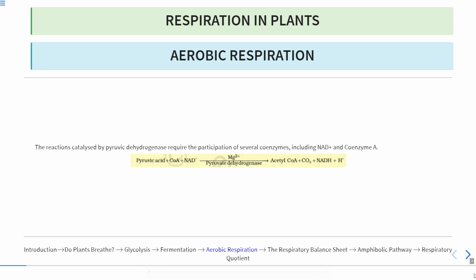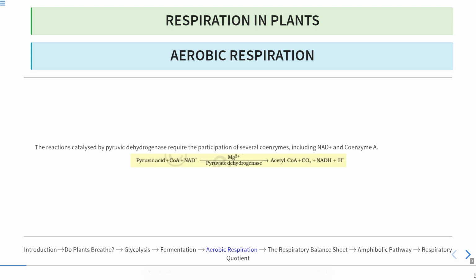A. You can see now acetyl coenzyme A is a 2-carbon compound. Here there is a release of 1 carbon dioxide, so carbon dioxide is removed, and NADH2 is also formed. This is a very important step of reaction that occurs in the matrix of the mitochondria.